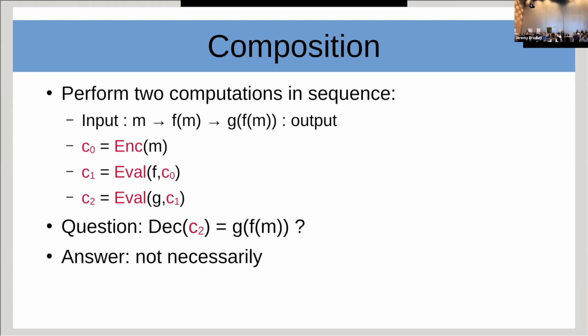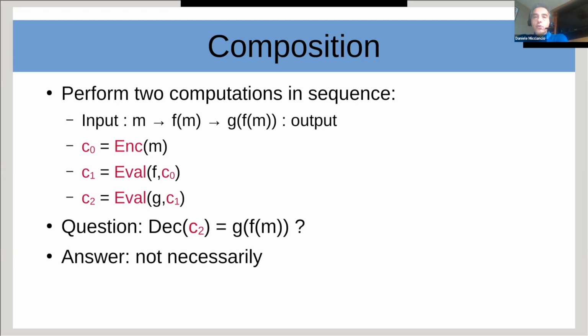That is, first we apply f to m, and then we apply g to the result to get g of f of m. And we want to perform this homomorphically on encrypted data. So we start by encrypting the message m into a ciphertext C0. Then we evaluate the function f homomorphically on C0 to compute a ciphertext C1. Finally, we evaluate the function g homomorphically on C1 to get one more ciphertext C2, and we decrypt this final result. And the question is: is this ciphertext C2 something that decrypts to g of f of m?